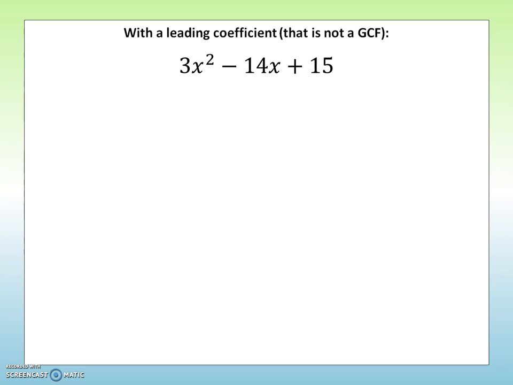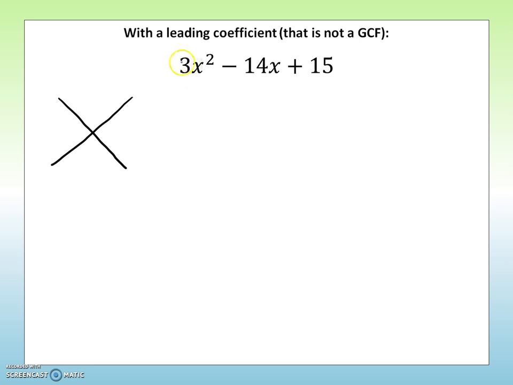You might see a polynomial that now has a leading coefficient that's not the GCF. Right? Our leading coefficient is 3, but there's no factor that 3x squared, negative 14x, and 15 have in common, so we can't factor out our GCF. So we're going to go ahead and use our grouping method to factor this trinomial. Let's use our x to organize and go ahead with our method.